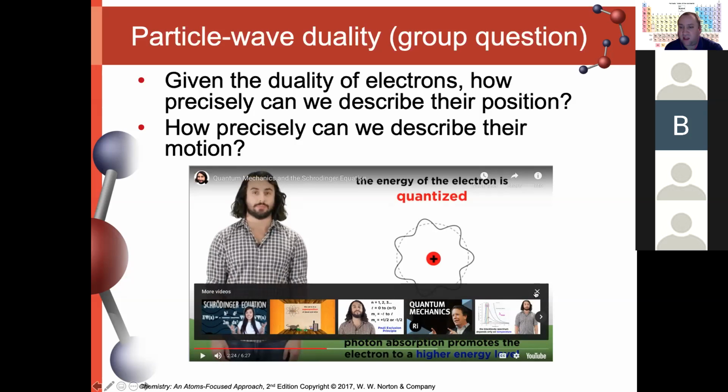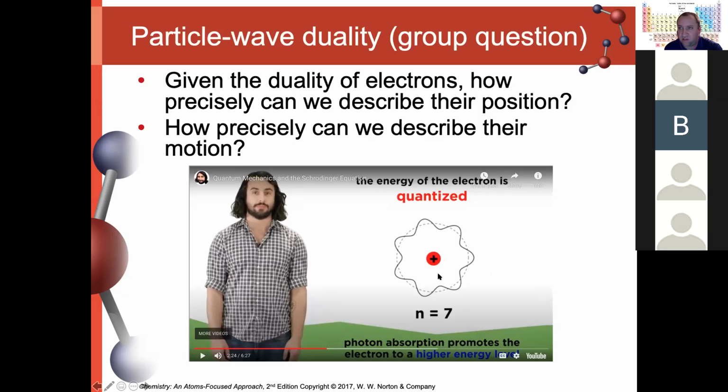So we could see that in that visualization there. We had the fifth energy level, n equals 5. So we had an energy level where we had 5 wavelengths in that orbit, and it gets struck by a photon, gets added energy. That energy gets absorbed, and we add 2 more wavelengths. So now we have 7 wavelengths.